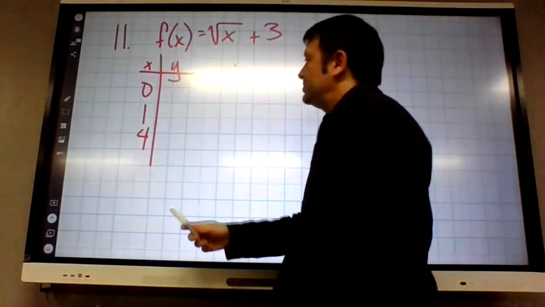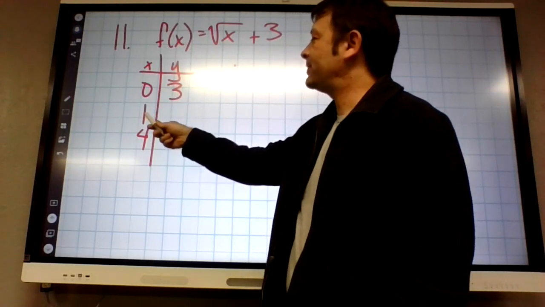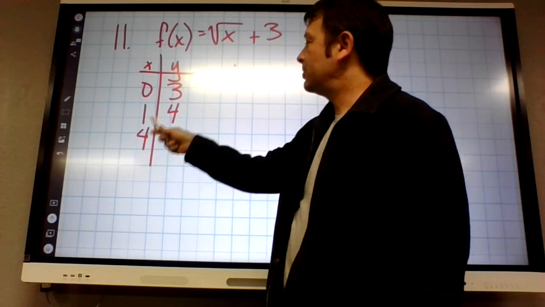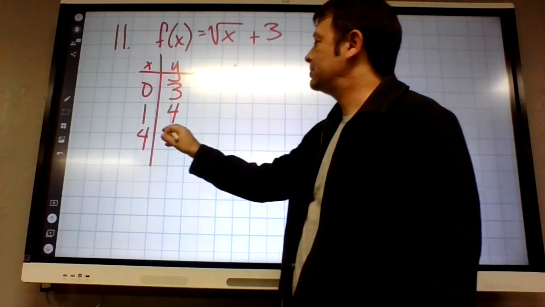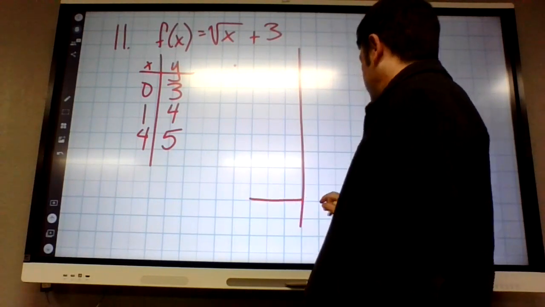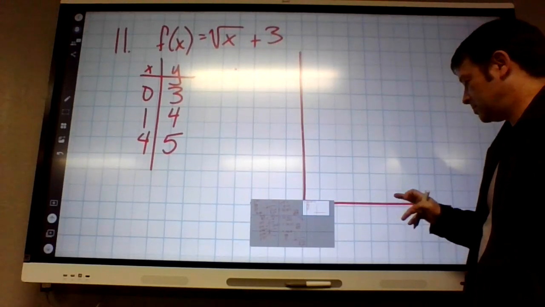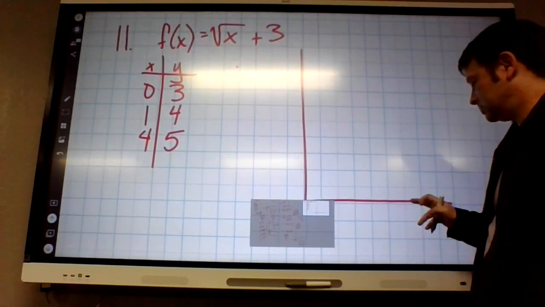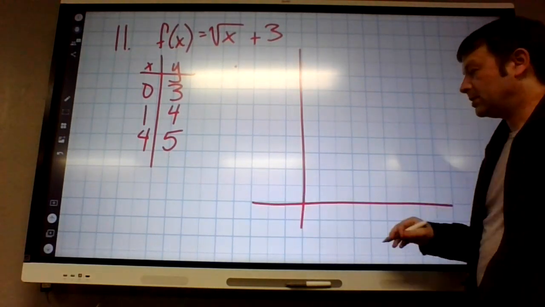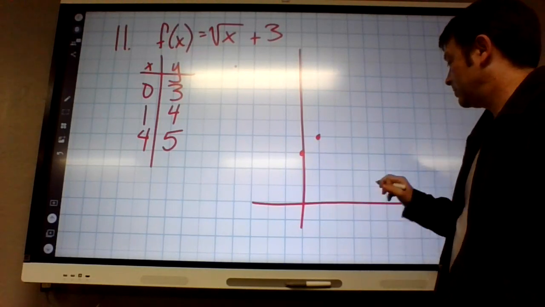All right, so if I plug in 0, square root of 0 is 0, plus 3 is 3. We have to add 3 on this one. Square root of 1 is 1, plus 3. Square root of 4 is 2, plus 3. So yeah, it's going to go up 3. Can't grab it. Okay, so instead of 0, 0, it's 0, 3, 1, 4, 4, 5.